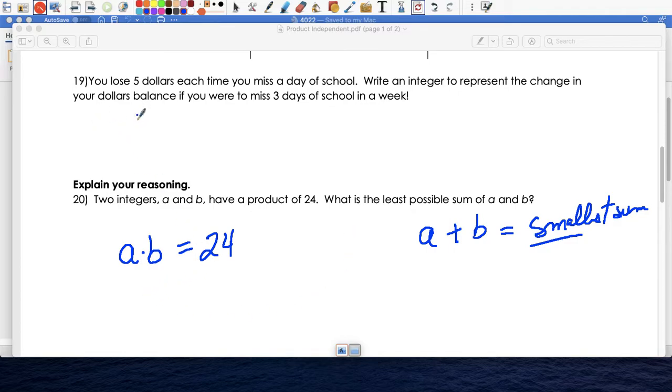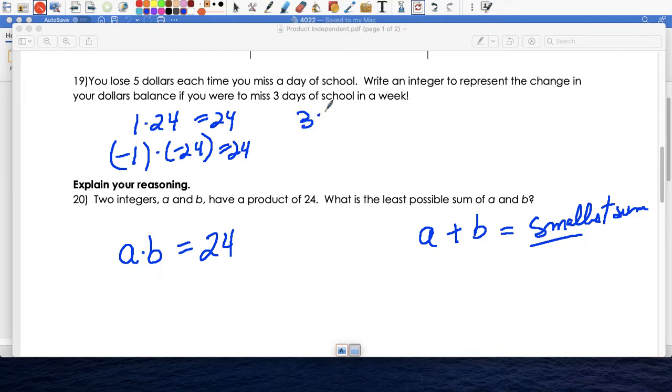So I can have 1 times 24, right? Product of 24. I can have negative 1 times negative 24. That also gives me 24. What are the two numbers? I can do 3 and 8. 3 times 8 is also 24. Negative 3 times negative 8 is also 24.